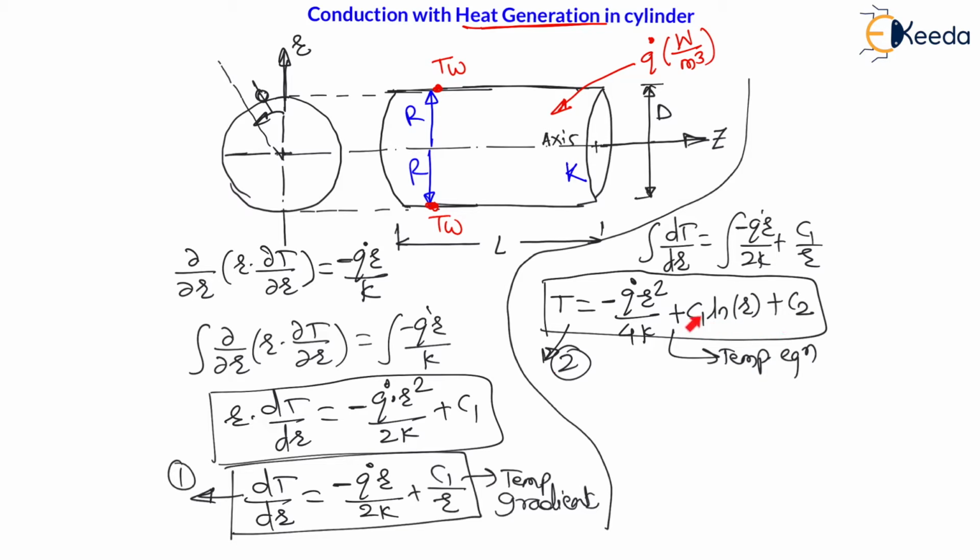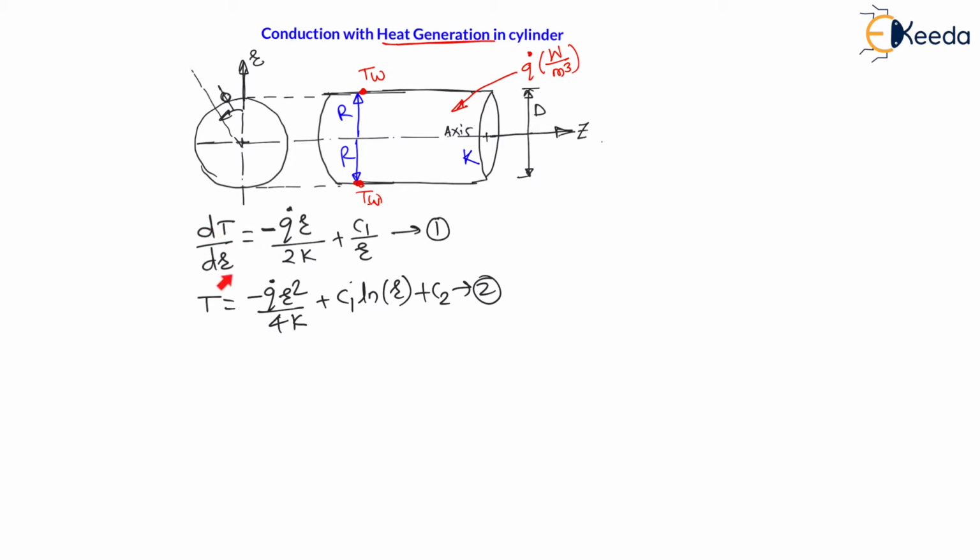Now, my dear students, c1 and c2 are the integration constants, and we have to find these integration constants from the boundary conditions. Before looking at the boundary conditions, let us make sufficient space for the solution. Here I will keep only the temperature gradient and temperature profile equations, equation number 1 and equation number 2, and after that we will see the boundary conditions. So the temperature gradient equation is dT/dr equal to minus q dot r divided by 2k plus c1 by r, and the temperature profile equation is T equal to minus q dot r² divided by 4k plus c1 ln r plus c2. Now c1 and c2 are the integration constants to be determined from the boundary conditions. Let us understand the boundary conditions.